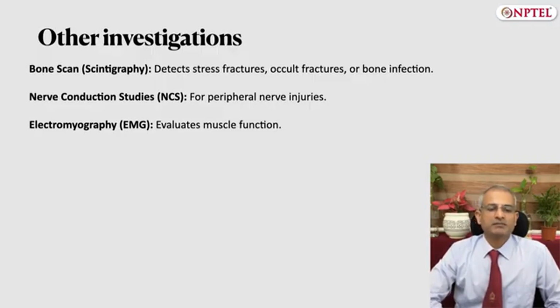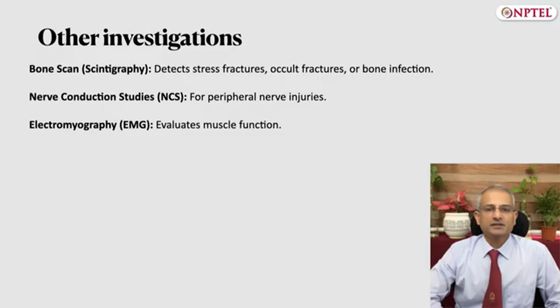Another investigation that may be occasionally required is a nerve conduction study. This is generally done as a part of neurophysiological evaluations. This is indicated when knee trauma involves a peripheral nerve injury, such as common peroneal nerve palsy after an injury to the knee, especially dislocation or posterolateral corner injury of the knee. This helps us decide the site and type of nerve injury that a patient has sustained.